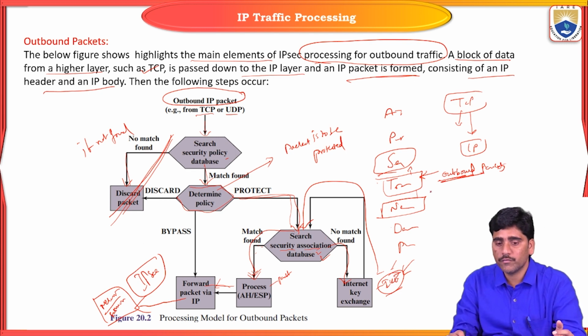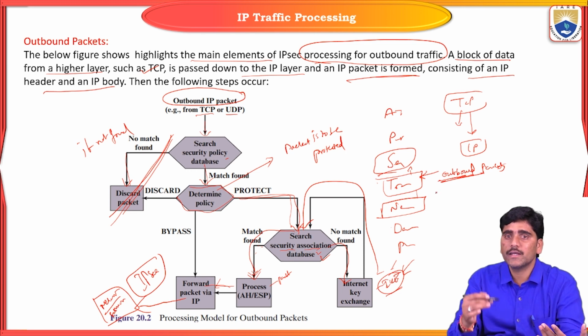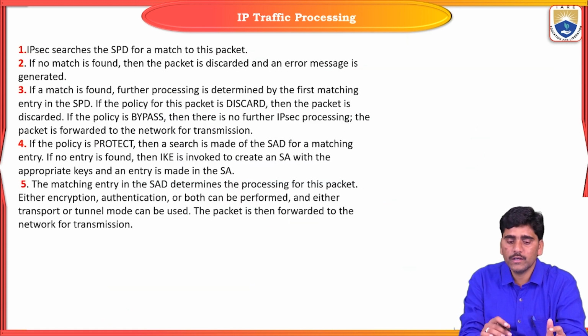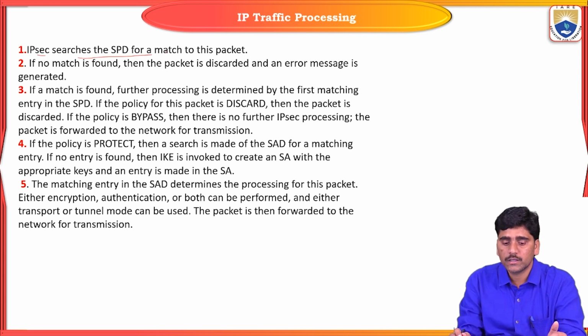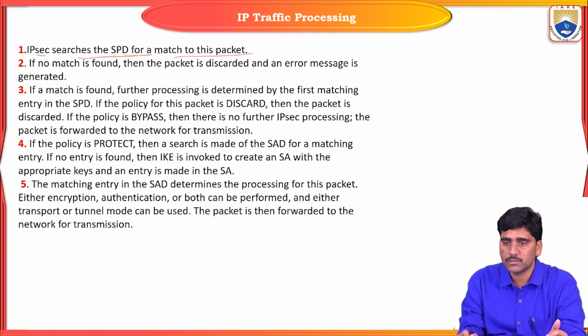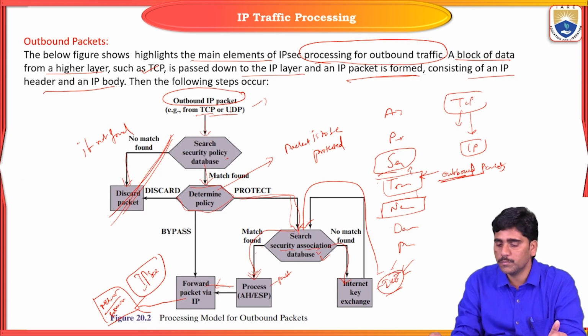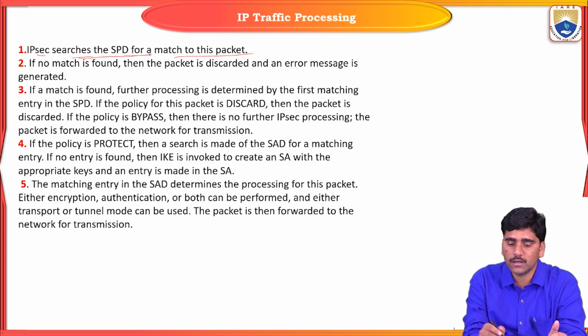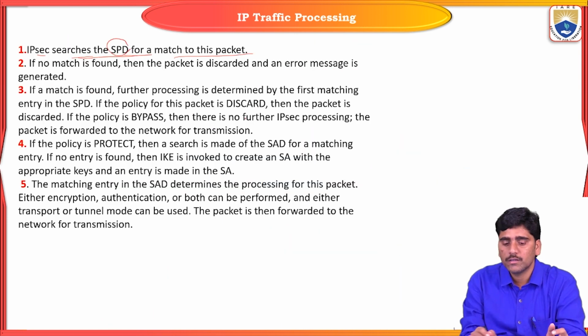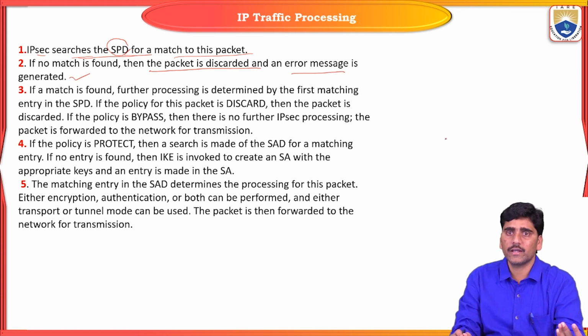So in the same way, each and every packet is transmitted from one layer to another layer with the help of outbound IP packet processing and IP security services. So here are the steps involved in traffic processing. IPsec searches the security policy database for a match to this packet. Whatever packet is transmitted from TCP or UDP, IP searches the security policy database. If no match is found, then the packet is discarded and an error message is generated.